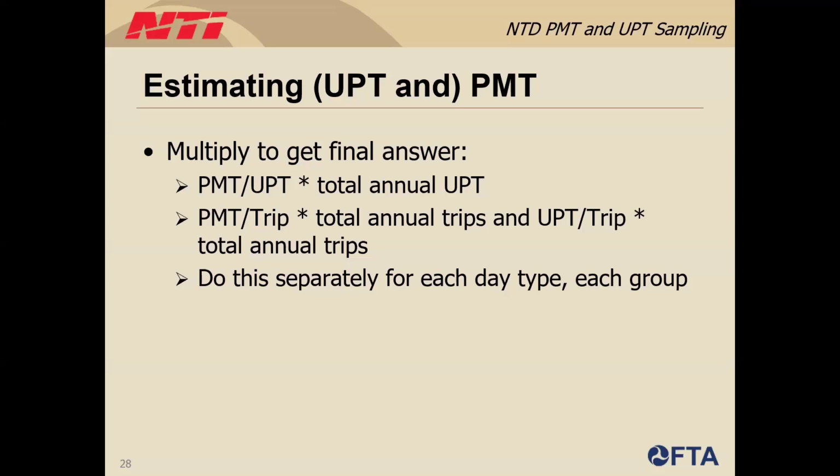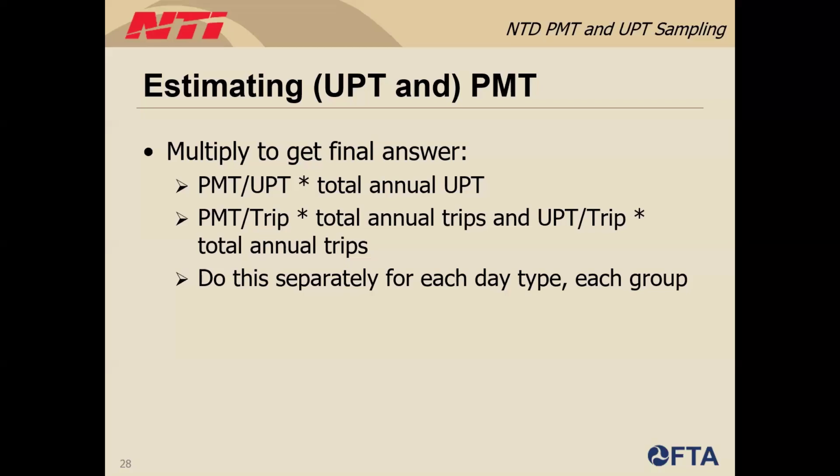Then do the same thing for each subtotal. The weekday APTL from your sample times the total weekday UPT gives you the weekday PMT. Do the same thing for Saturday and Sunday. In the base option, take weekday PMT per trip times the total number of weekday vehicle trips to get total weekday PMT. Weekday UPT per trip times the total number of weekday vehicle trips gives you total weekday UPT. Do the same thing for Saturday and Sunday.